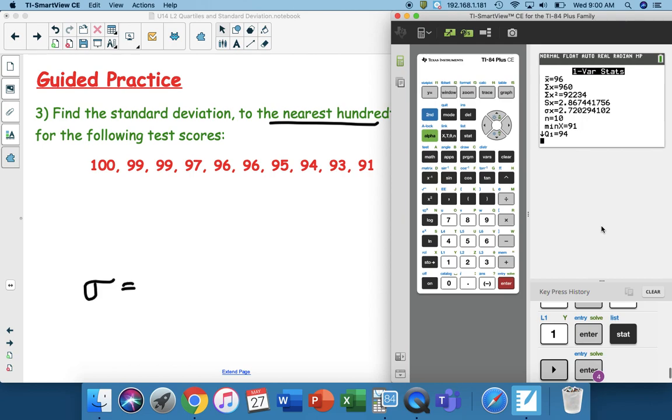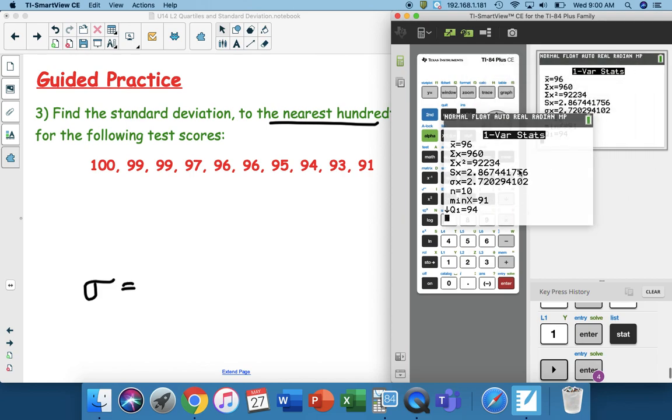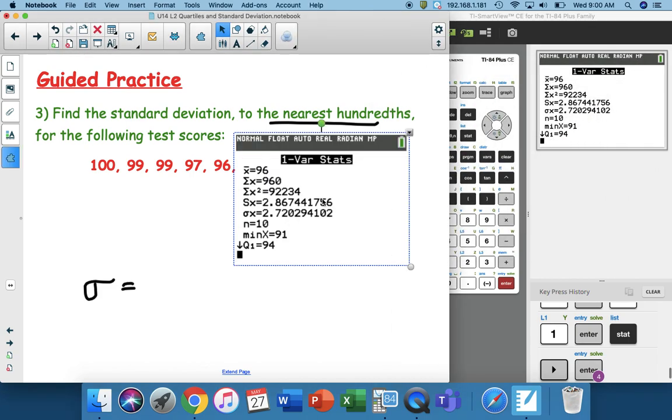All right, but 2.72, that's right up here. Okay? And that's what I want you guys to pay attention to is right here. The 2.72 right here.